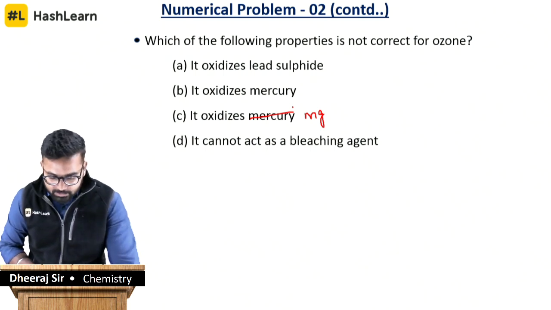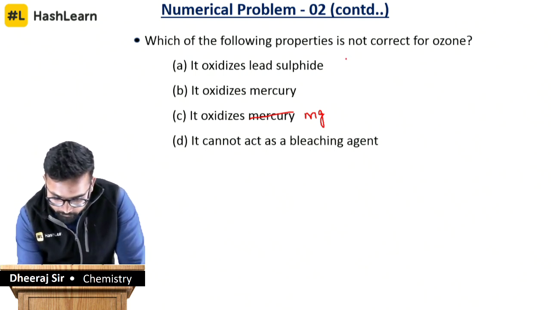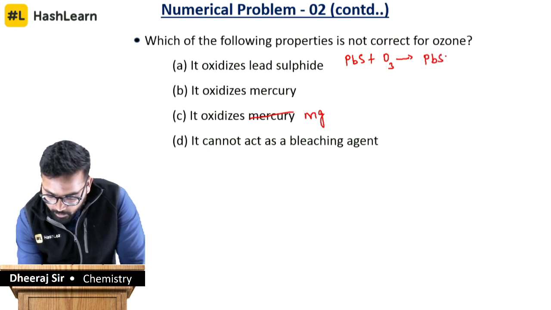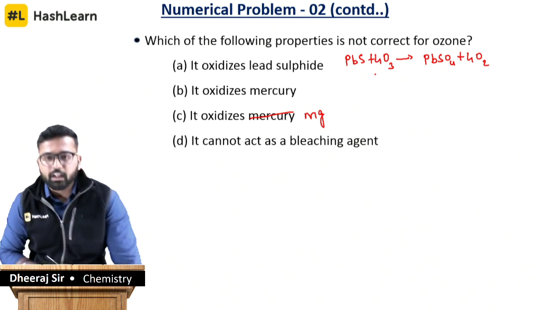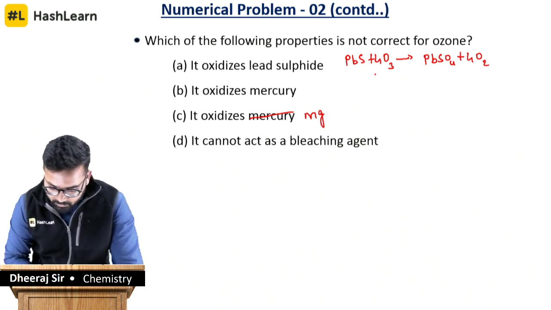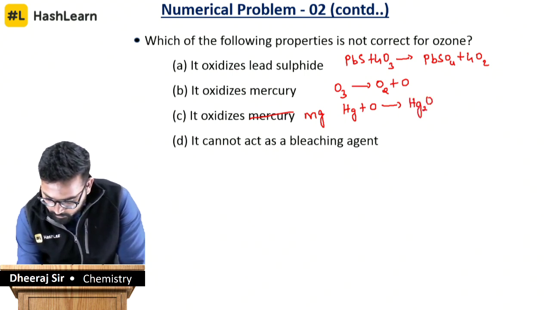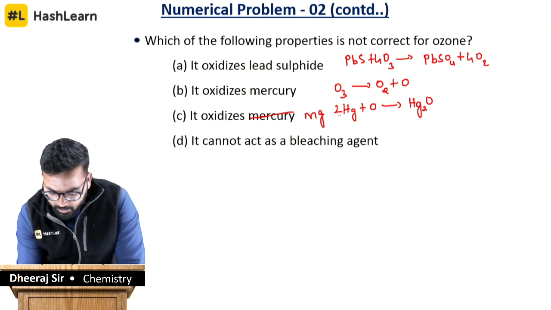Ozone definitely will oxidize lead sulfide. If PbS is reacting with ozone, PbS will undergo oxidation along with the liberation of oxygen. This is how the reaction is going to be. And will it oxidize mercury? Yes, it definitely oxidizes mercury. O3 will break down into O2 plus O, and mercury reacts with the nascent oxygen to give mercurous oxide.